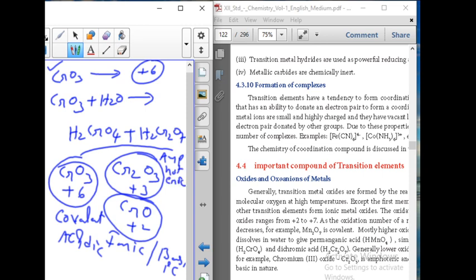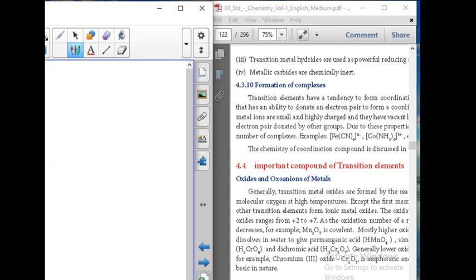Amphoteric oxides. So these are the general discussion before going to the important compounds of transition elements, oxides and oxyanions of the metals. Now let us see the most important chemical compounds, potassium dichromate and potassium permanganate. Their physical and chemical properties we will see in the next class.